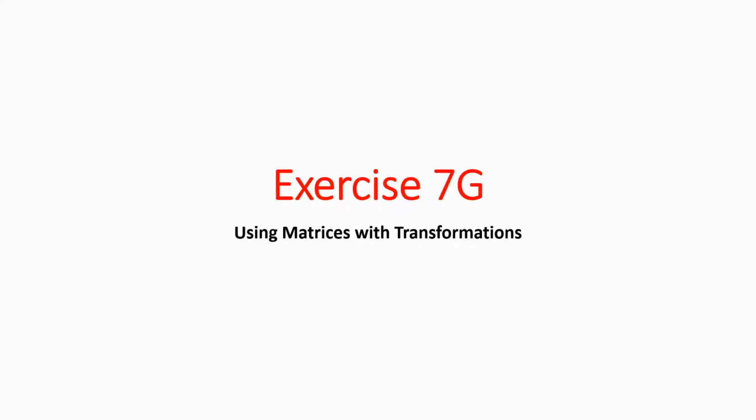Exercise 7G. You've learnt transformation, 7A, B, C, D. Dilation, translation, reflection. And combinations of all that. So that's 7A, B, C, D. Then we came back this term, we did E and F in the last two sessions.